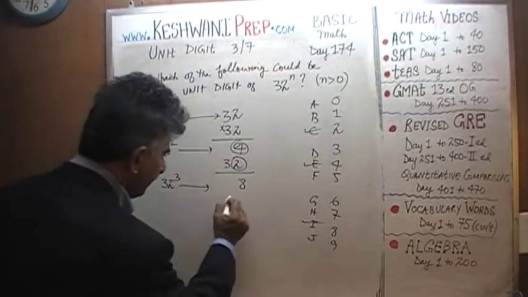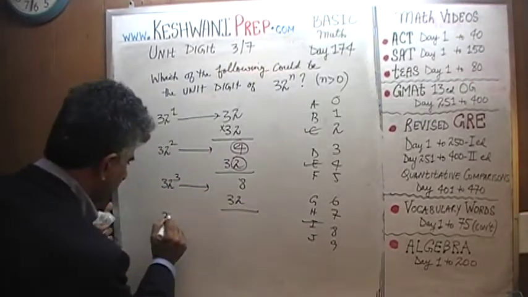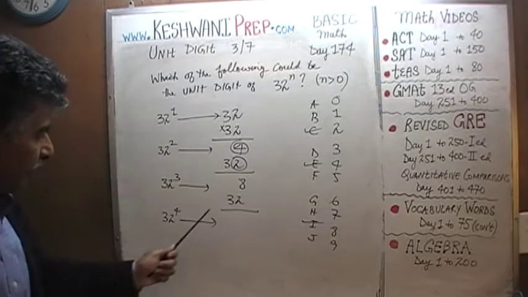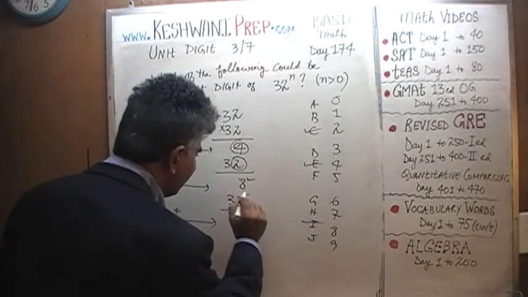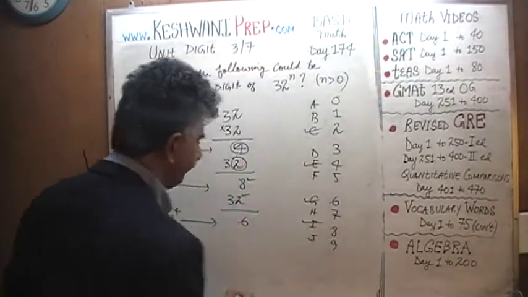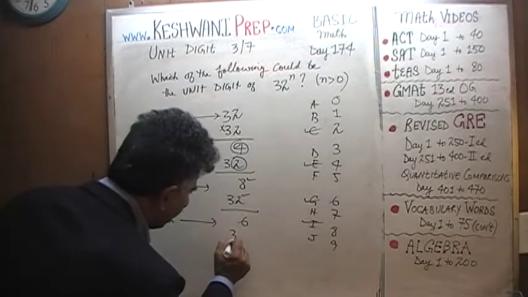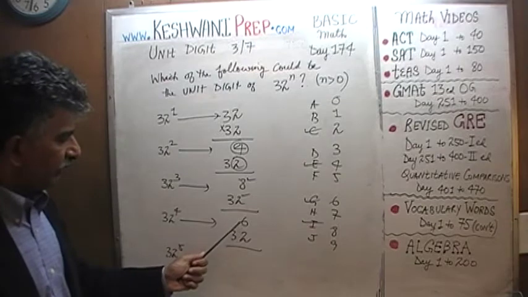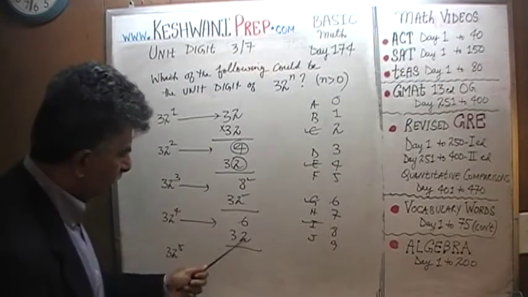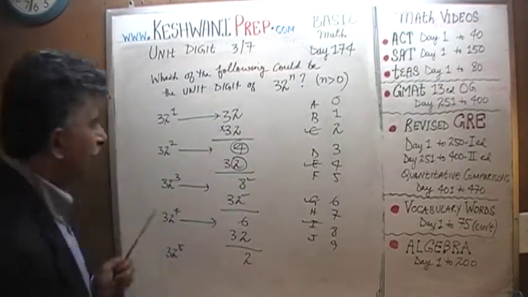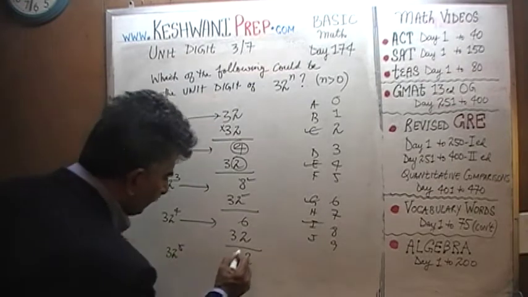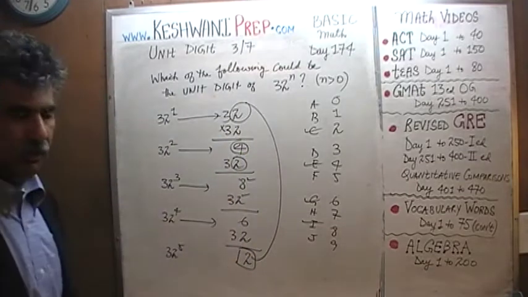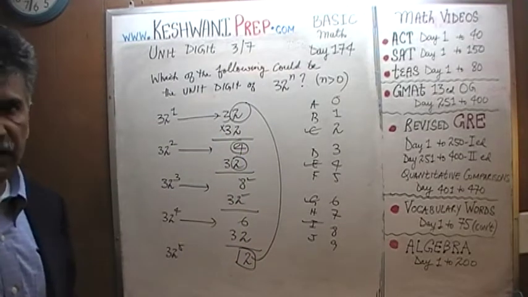Let's multiply one more time by 32. And 32 raised to 4, we do not know what it is, but whatever it is, it has to end in an 8 times 2, which is 16, so it will end in a 6. Let's try one more 32, and we'll end up with 32 raised to 5, and that will end in a 6 times 2, which is 12. It will end in a 2. As soon as you hit 2, which is our starting point, the cycle is going to repeat.